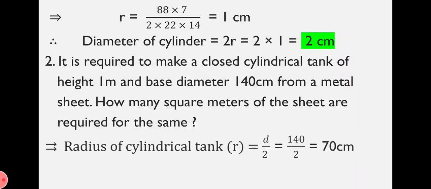For the solution, the radius of the cylindrical tank is equal to d upon 2, because the radius is half of the diameter. That will be equal to 140 divided by 2, that is equal to 70 centimeter. Now as we have to find the answer in square meters, we have to convert centimeter into meter here. Now 1 meter is equal to 100 centimeter, we know, so we divide 70 centimeter by 100, so we will get 0.7 meter. Thus the radius is 0.7 meter.